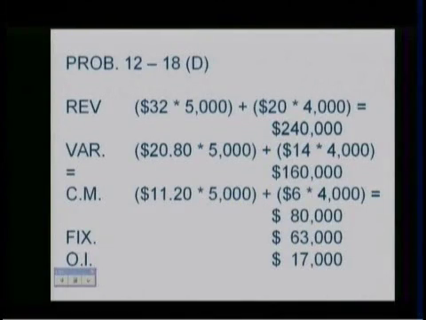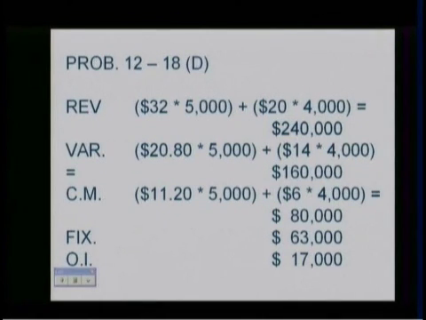So you're going to add up two things. You're going to add up 5,000 times the $32 of the original product plus $20 times 4,000 of the new product to get your revenue. Your variable costs are going to be the $20.80 of your old product times 5,000 plus the $14 of the new product times 4,000. Your contribution margin then would be the $11.20 times the old 5,000 units plus $6 times the new 4,000 units. So you would have a total contribution margin of $80,000. Your fixed expenses are $63,000, so your operating income would be $17,000.